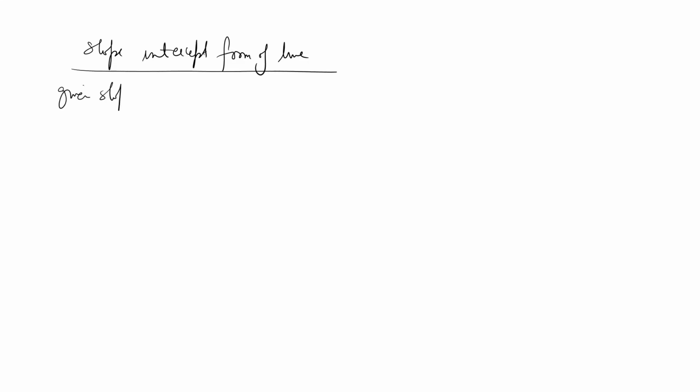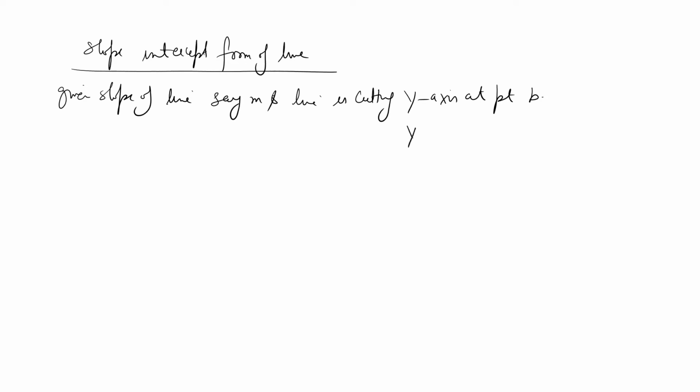Now, slope intercept form of line. What is slope intercept form? In such kind of line, you will be given the slope. So here you will be given the slope of the line, say m, and the line is cutting the y-axis at point b, meaning the y-intercept is b.